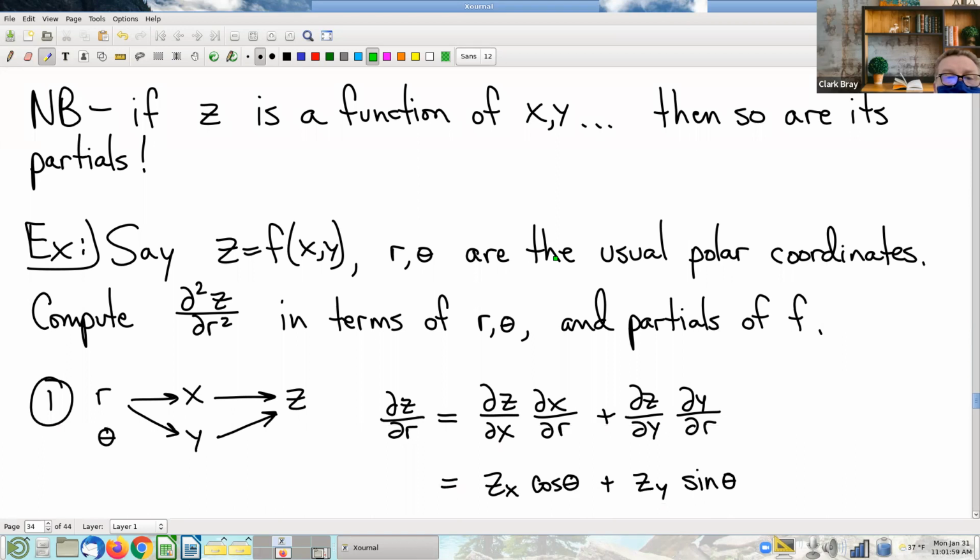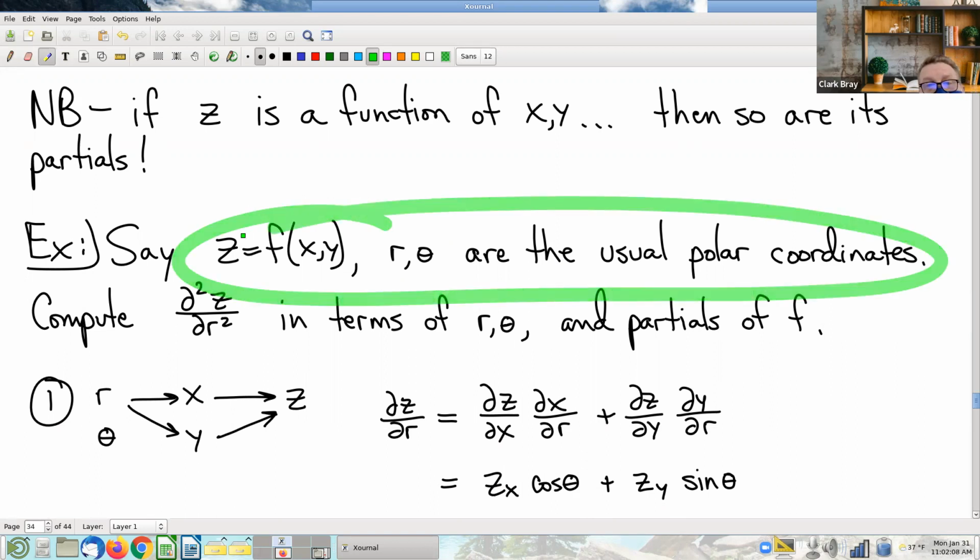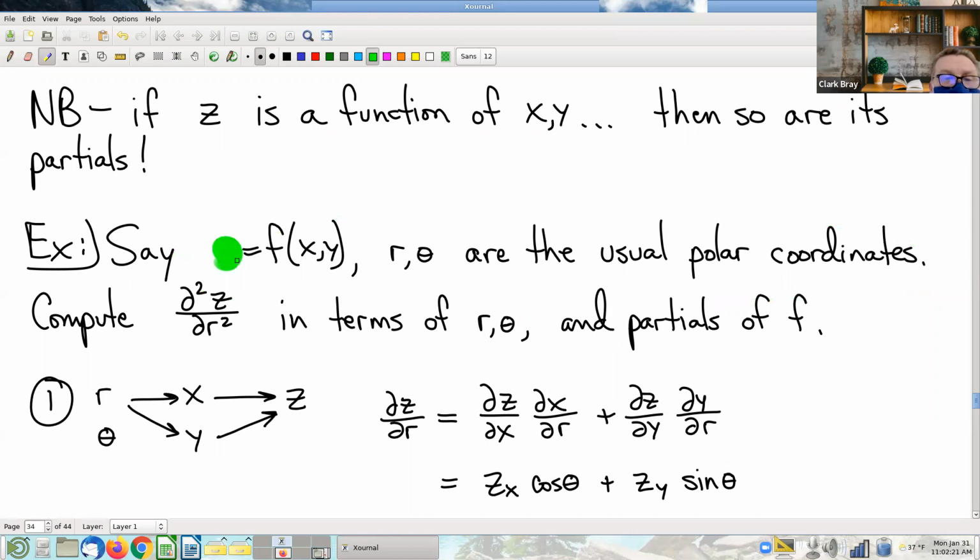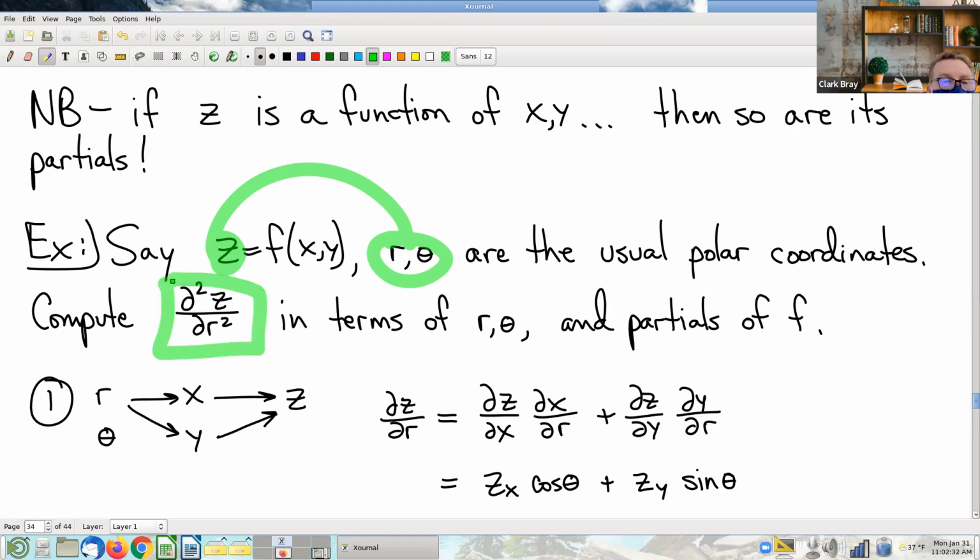But let's suppose that you have a composition. So Z is a function of X and Y, and X and Y, of course, are functions of R and theta, because that's how polar coordinates work. Okay, so we have a composition here. And effectively then, Z can be thought of in the composition as a function of R and theta. And in that case, how would I compute this second derivative? Second partial of Z with respect to R.